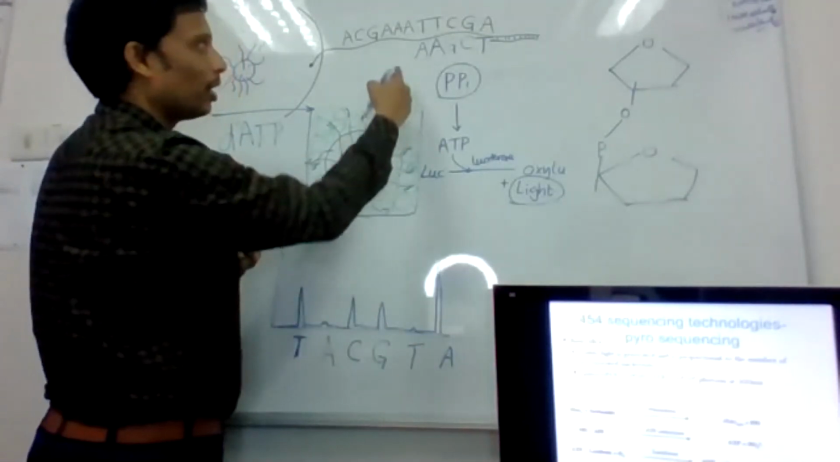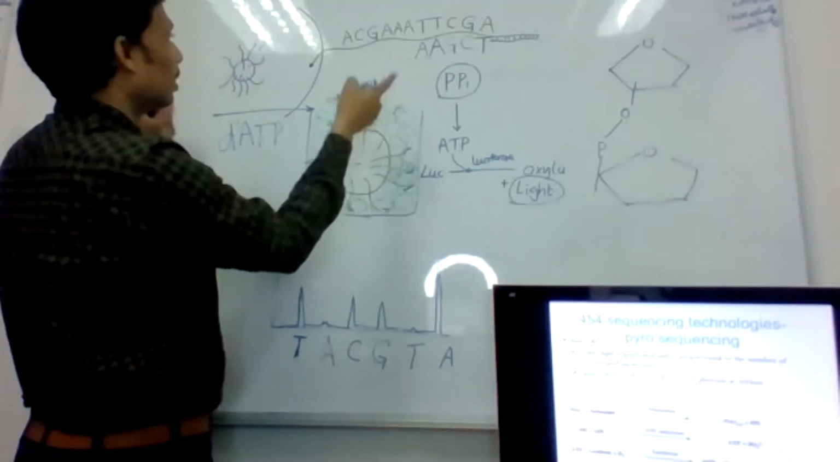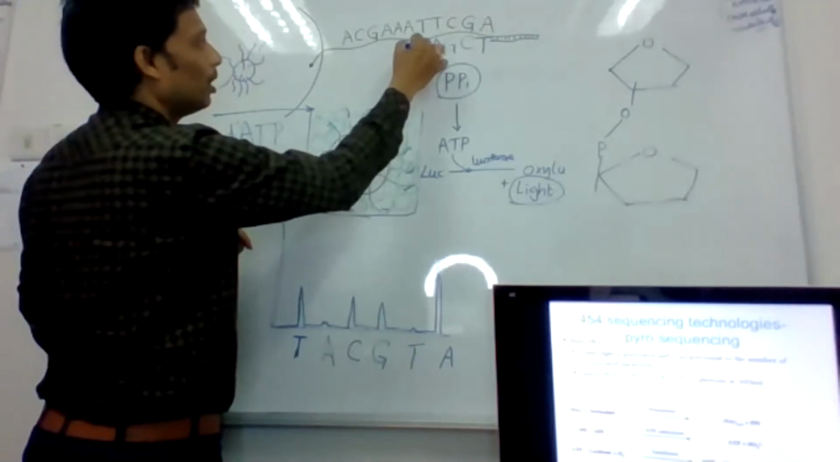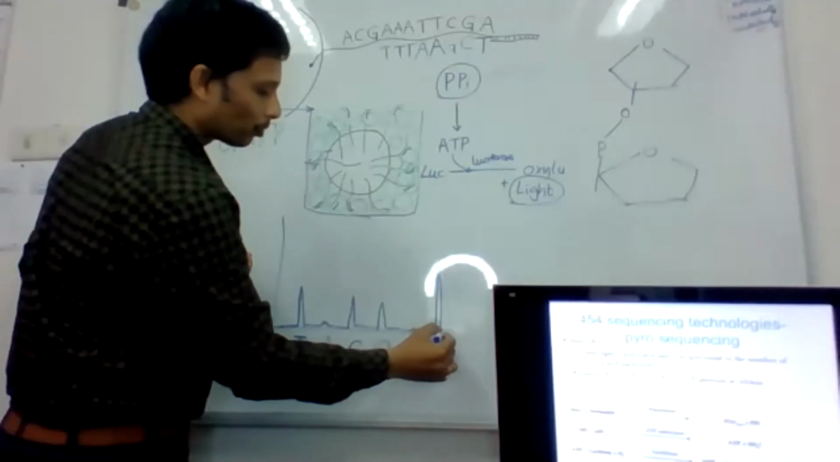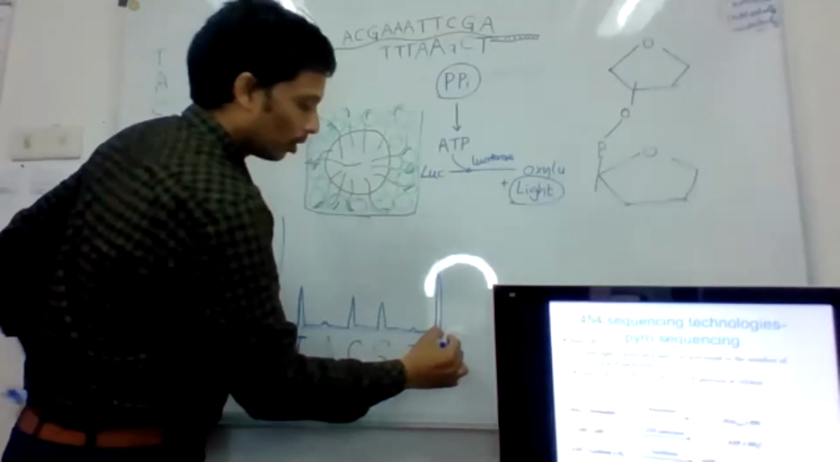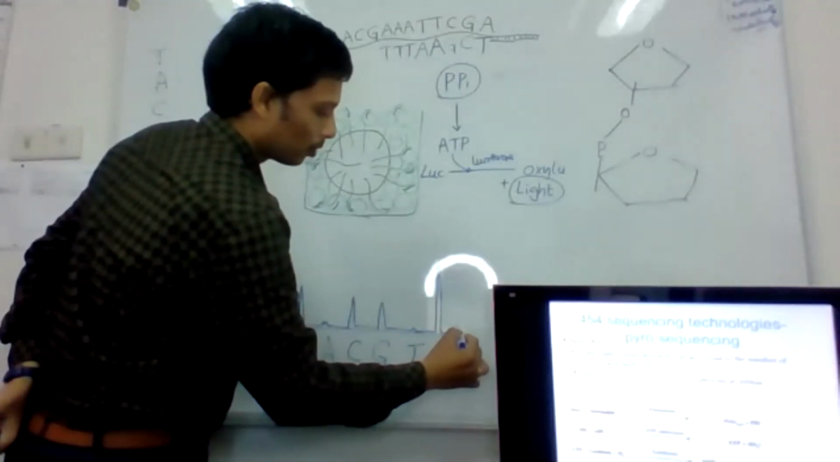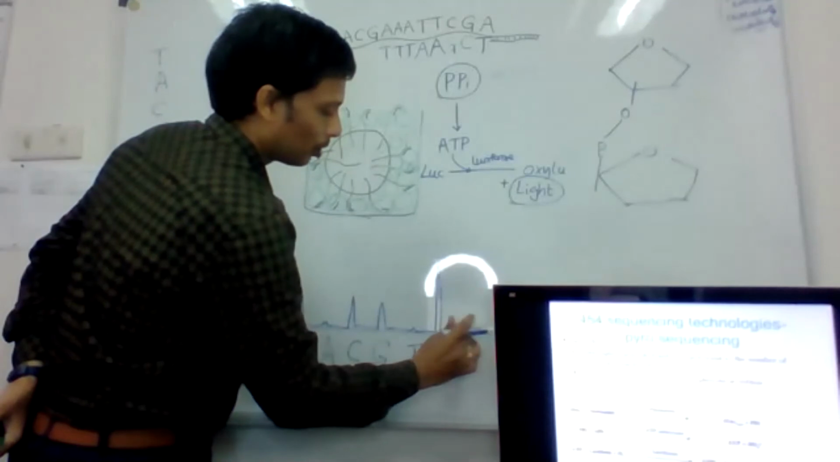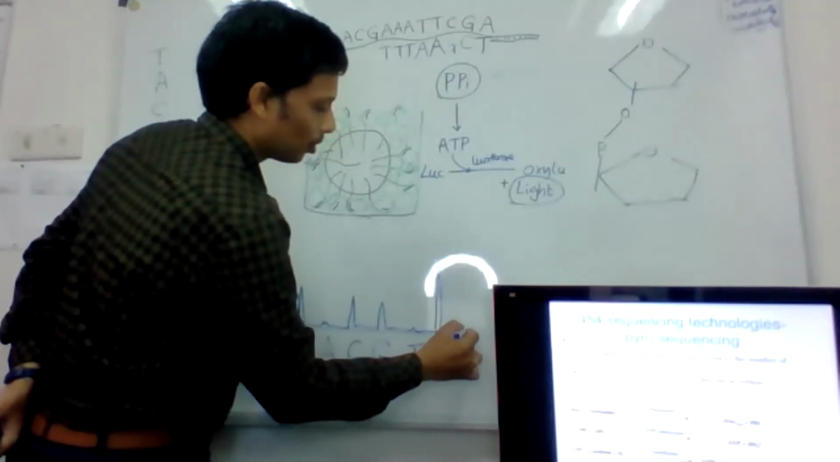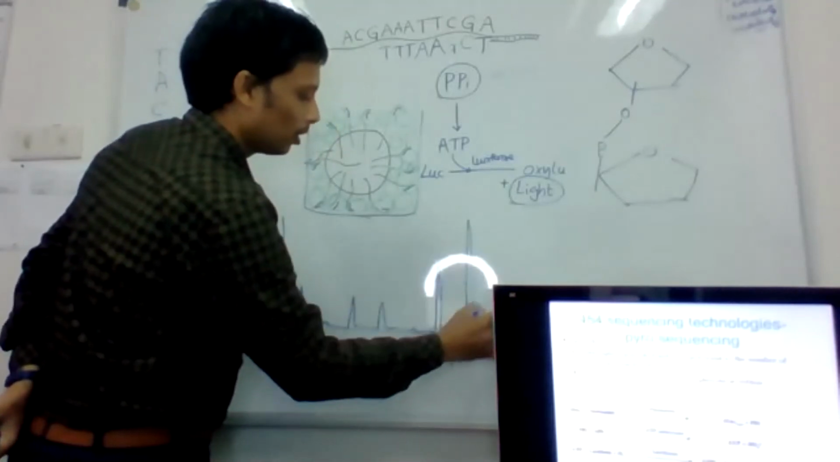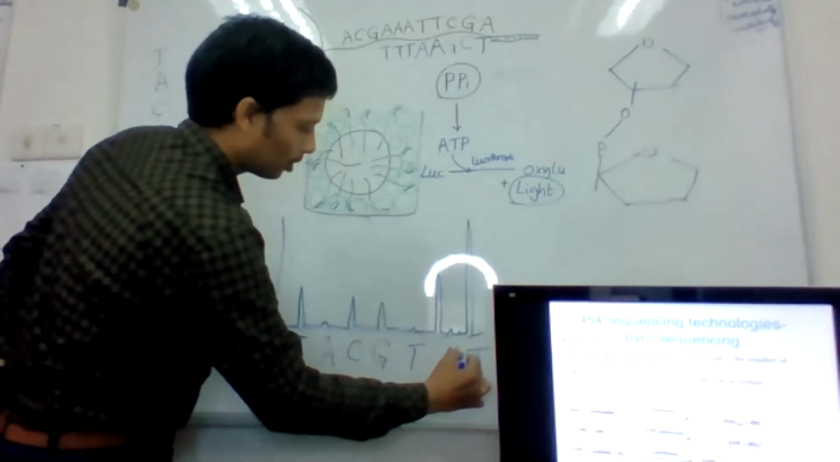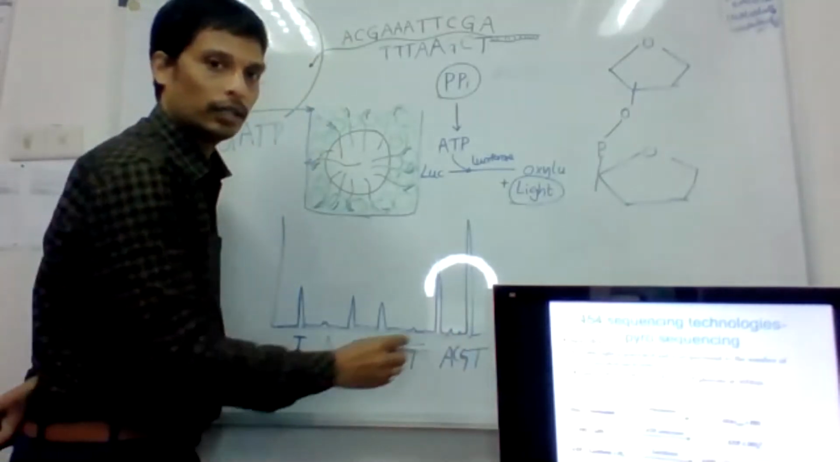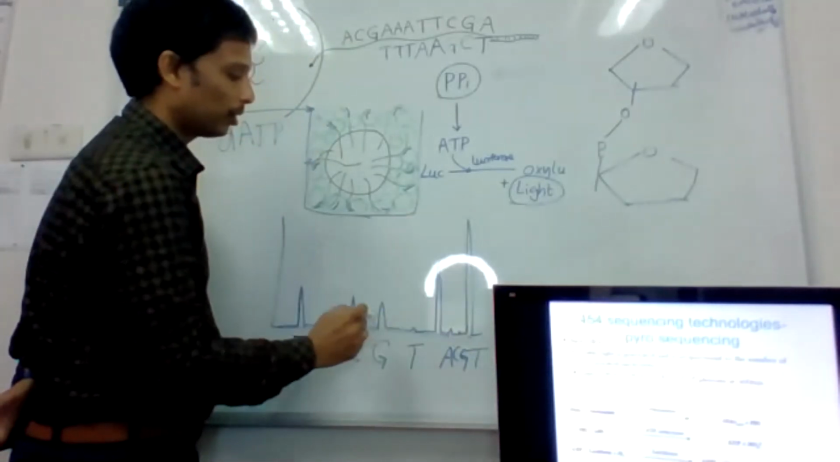And of course, after that A, C, G. So CG also will not have any peak. Then in the third cycle, when it comes to T, it will form three T's. That means a bigger peak will be there when it is having T. So A, C, G, nothing. And then T will have a bigger peak.